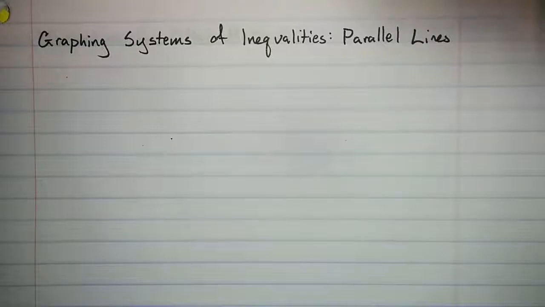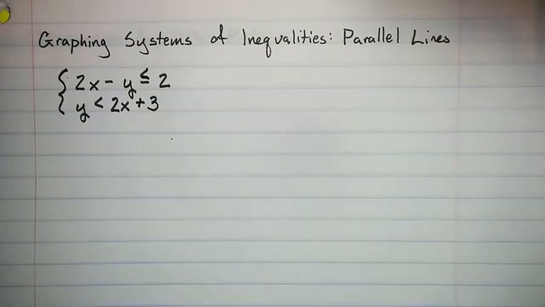Now there's something strange that happens occasionally when we're graphing systems of linear inequalities. And it happens when we try to graph this system. Let's suppose we want to graph the system 2x minus y is less than or equal to 2, and y is less than 2x plus 3.